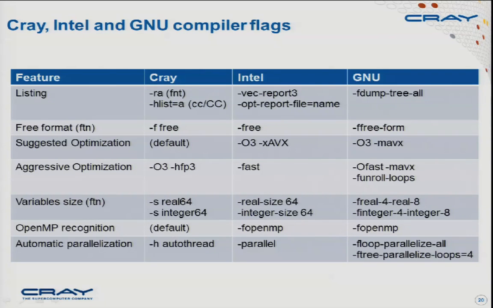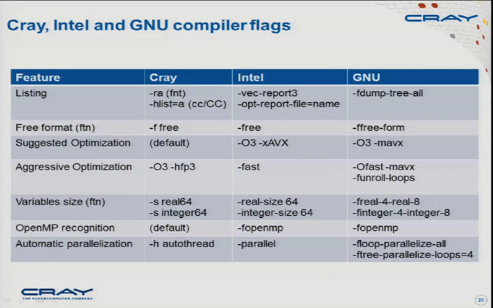So for listing, it means that you dump a file with all the information during the compilation for the optimization. You can use these two flags here. This is for Fortran, this is for C++ and C. Or you can get it on the screen. This was already mentioned yesterday for vector report, but there are others, like optimization report, and you will dump it in a file. So you don't need to read it on your screen when you do make. You will dump in a file, then you can do cat, for example, and see what's going on.